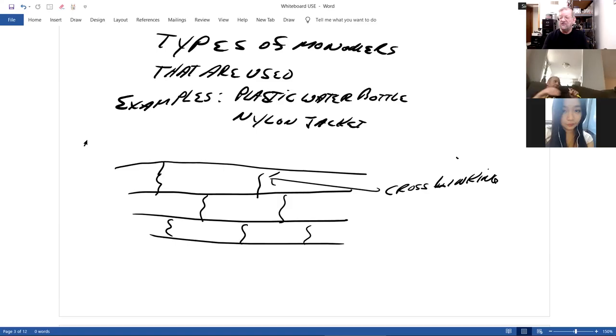And cross-linking provides a lot of extra strength. And Goodyear, what did he find? You could put sulfur into rubber and it would cross-link under the right chemical conditions. We call that now vulcanization.